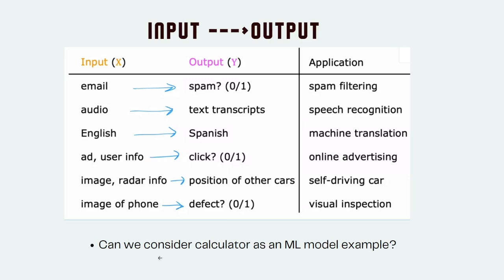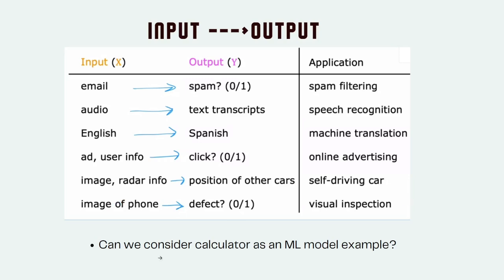Then suppose you use Daraz or Food Panda, they always give you ads, right? These ads are generated based on whether you will buy or not. This is again an application of machine learning. Whether you will click on that ad or not is the output in this case, and this type of application is called online advertising. Then you have another two: self-driving car and visual inspection, again machine learning applications.